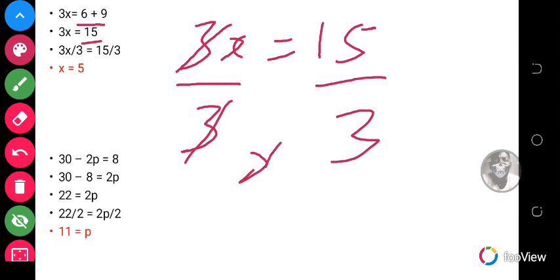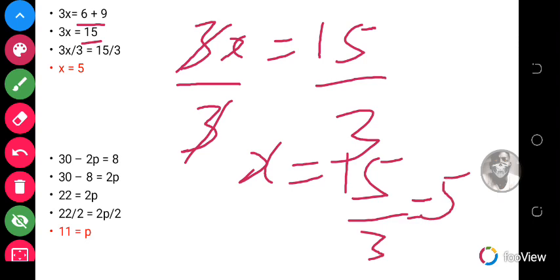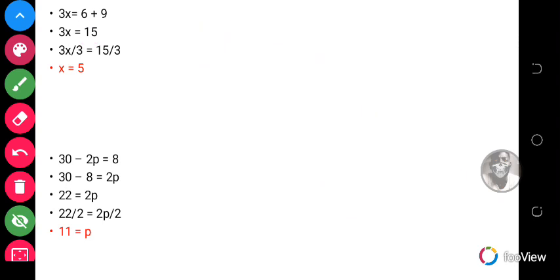x is equal to 15 over 3. And 15 over 3 is equal to 5. 3 goes into 15 five times. So that is why we have the answer x is equal to 5.